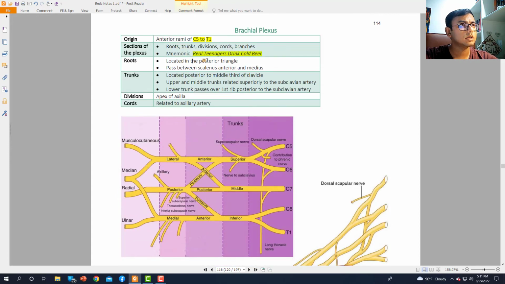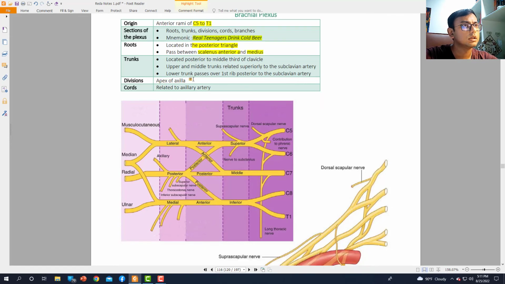So roots are present in the posterior triangle, that is, the brachial plexus is present in between the scalenus anterior and medius. It is very important. And the trunks are located posterior to the medial third of the clavicle. The lower trunk, C8 to T1, passes over the first rib, posterior to the subclavian artery. Very important. So in the first rib groove, in front the subclavian vein, then the subclavian artery, and posteriorly the lower trunk of the brachial plexus.